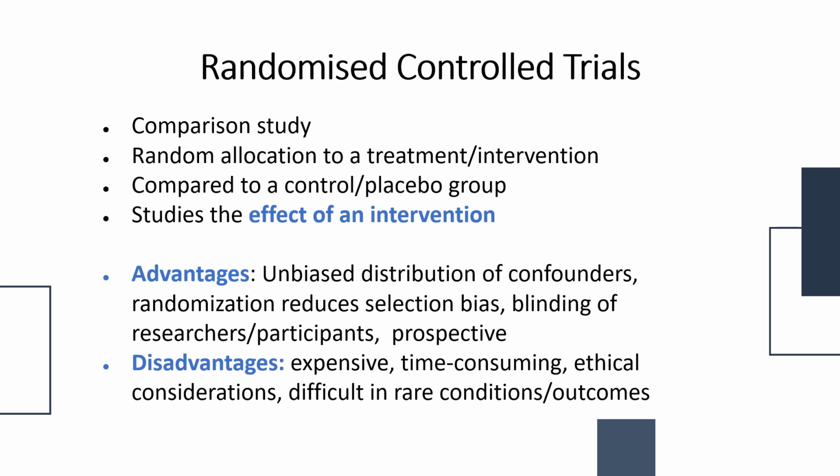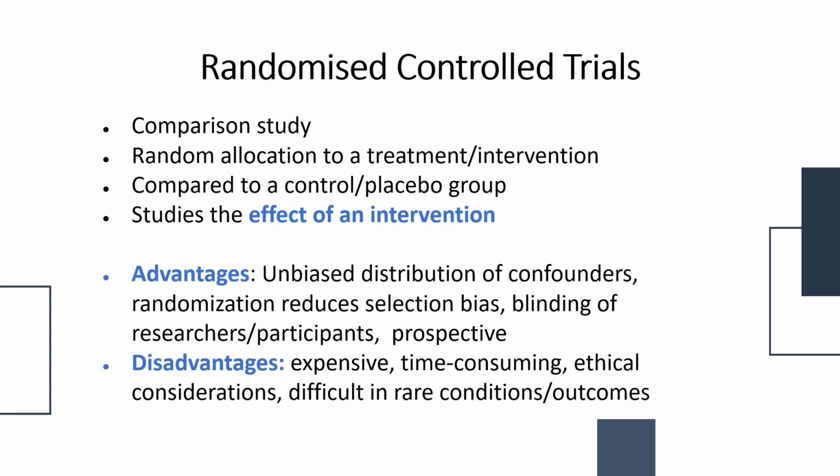The advantages is there's an unbiased distribution of confounders. What we mean by a confounder is a variable which we can't control, which may affect the results of your trial or your study. So having this randomization helps to reduce the risk of the confounding factors being biased.